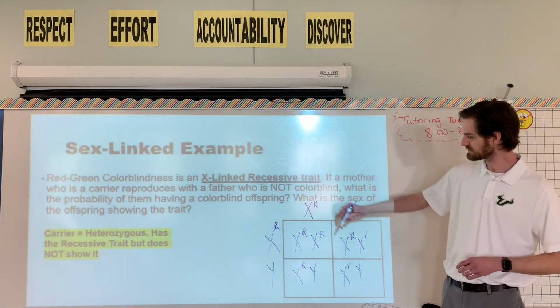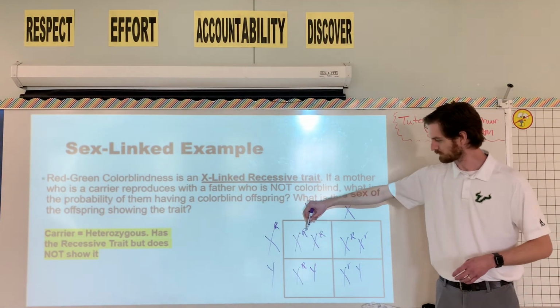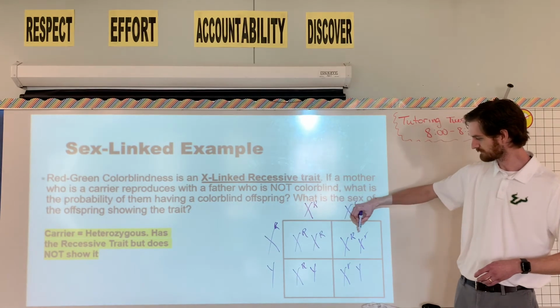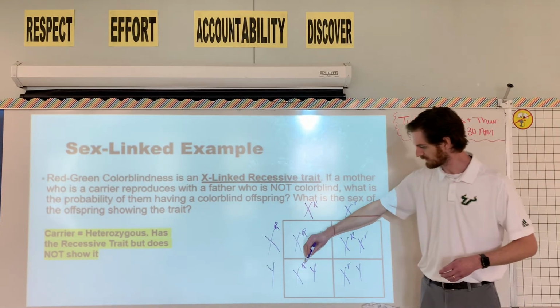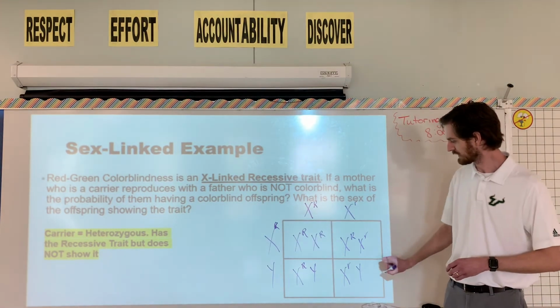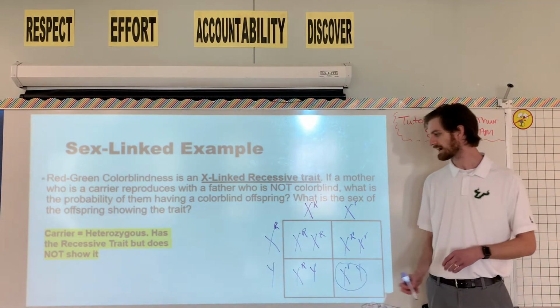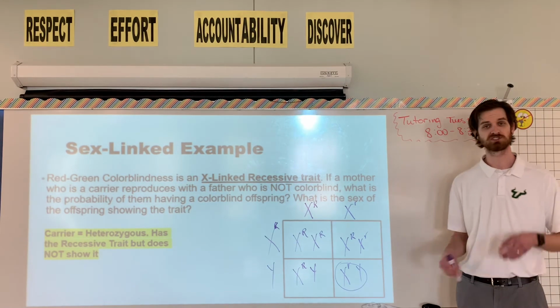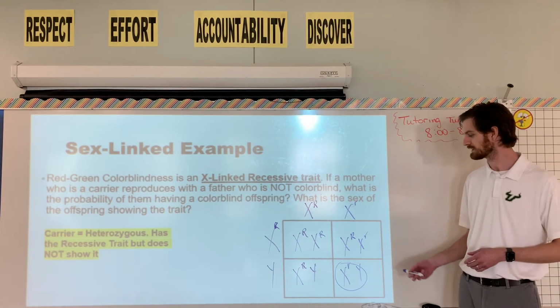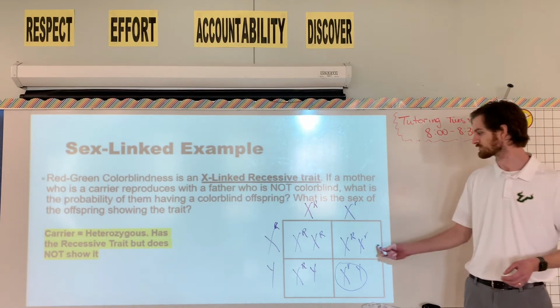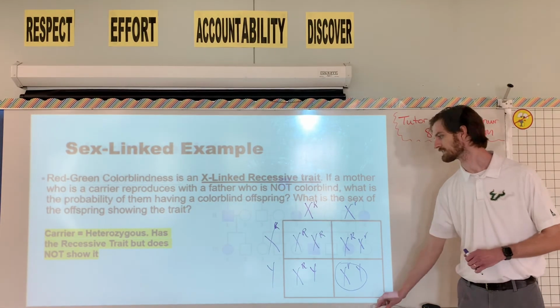And you would see that you have a female that would not be colorblind, another female that would not be colorblind, a male that would not be colorblind, and only one opportunity for a colorblind offspring here. So if they have an offspring, it's a 25% chance that offspring is colorblind, and that offspring would have to be male. There's no outcome for a female to be colorblind here.